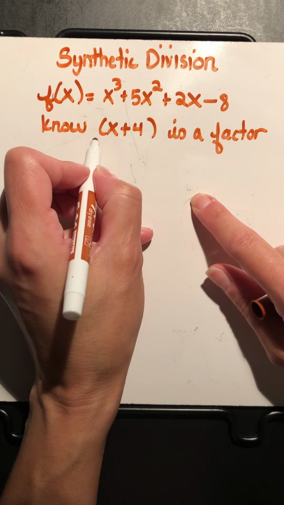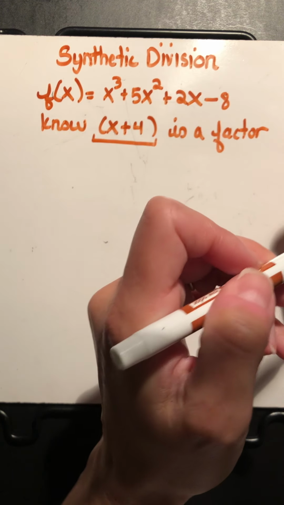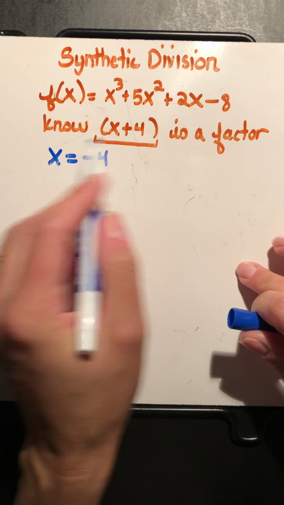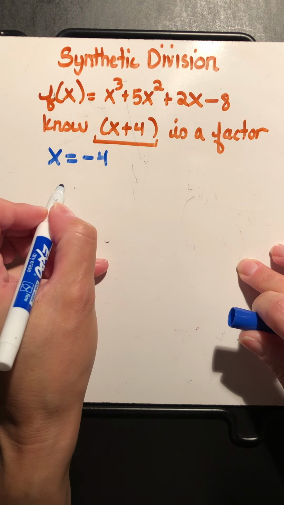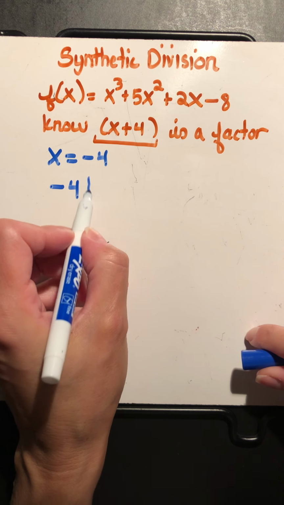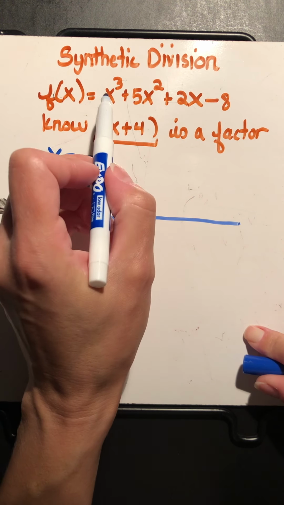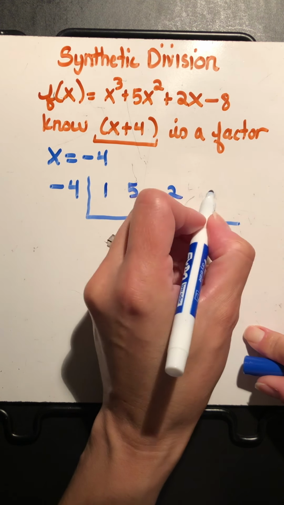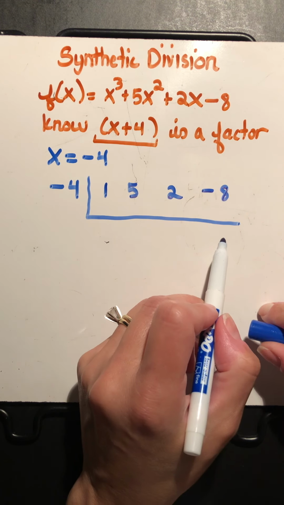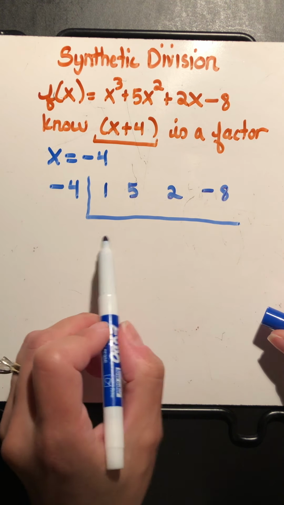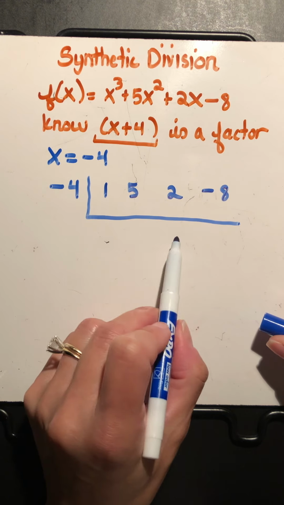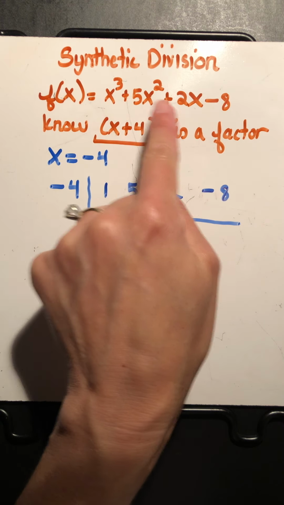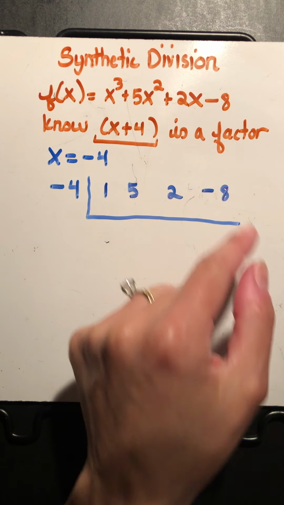So if we know that x plus 4 is a factor, then we also know that x equals negative 4 is a root. And what we do is we put the root outside of this little box, and we put the coefficients of the polynomial, 1, 5, 2, negative 8. And we're going to get, hopefully, if we did this right, a 0 remainder. And the quadratic that's left over will be another factor. Just remember, if I was missing any of the x terms in succession, I'd have to put a 0 in.